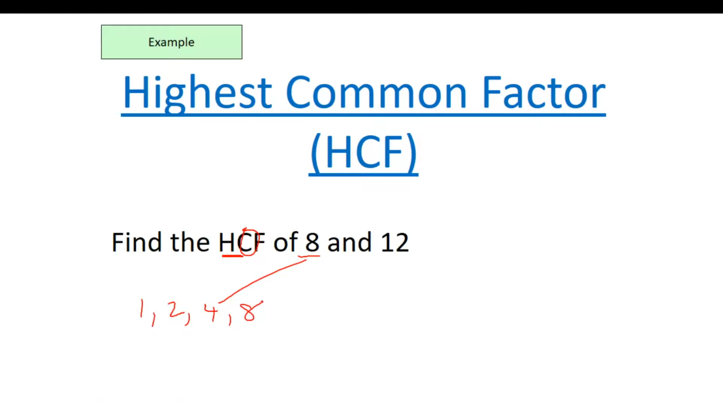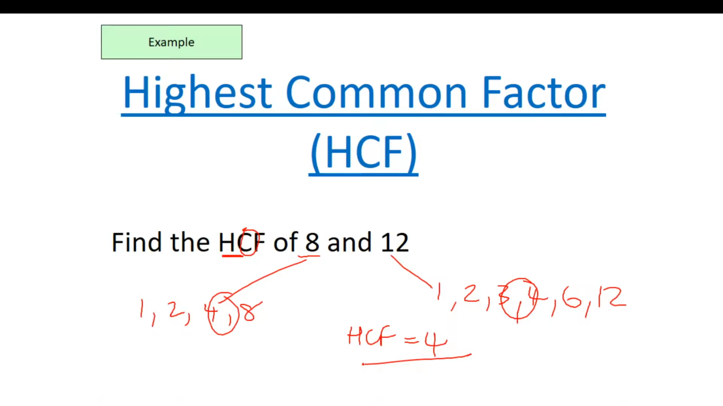I'll write all the factors of 12 over here. So I've got 1, 2, 3, 4, 6, and 12. And I'm looking for the highest number in both lists, which in this case is 4. So the HCF is 4 for this question. Okay.